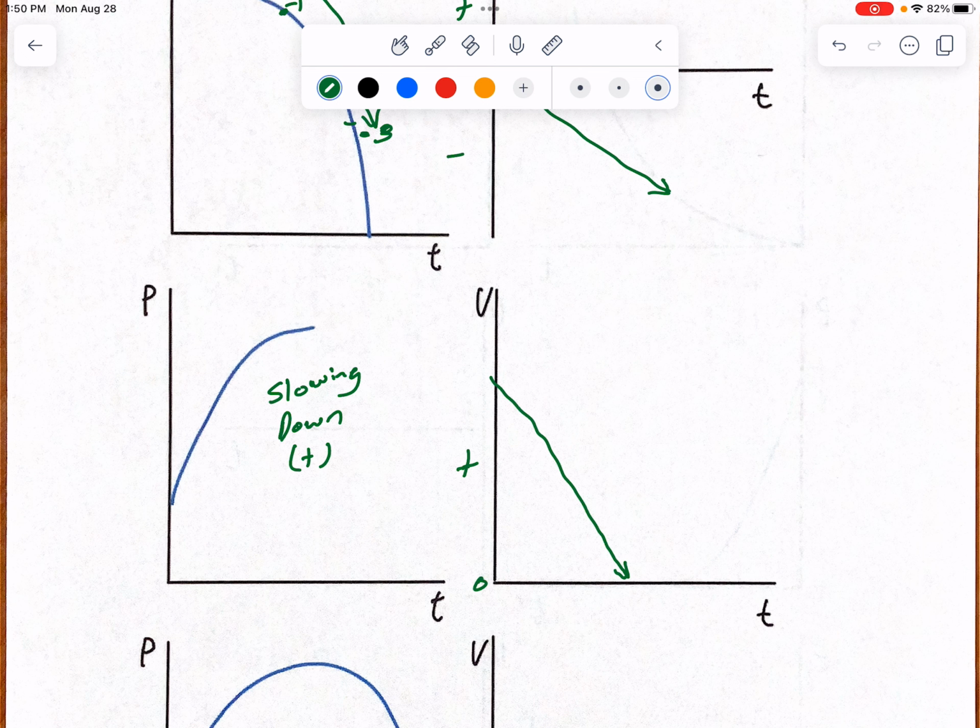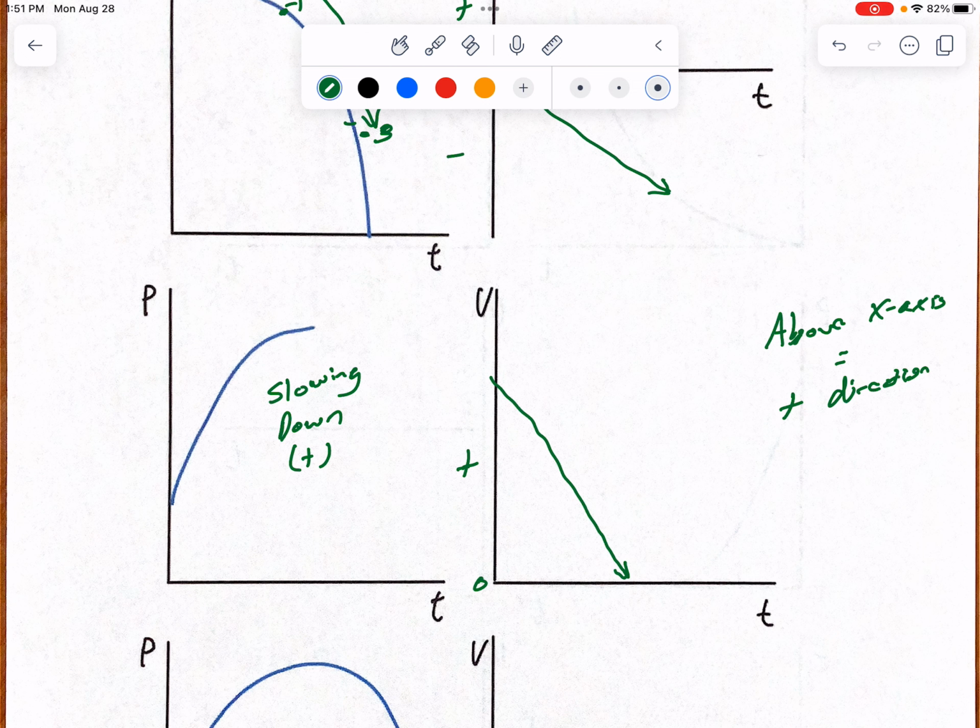Okay, so again, I'll rephrase that. Anything above the x-axis means you are going in a positive direction. So above x-axis equals positive direction.